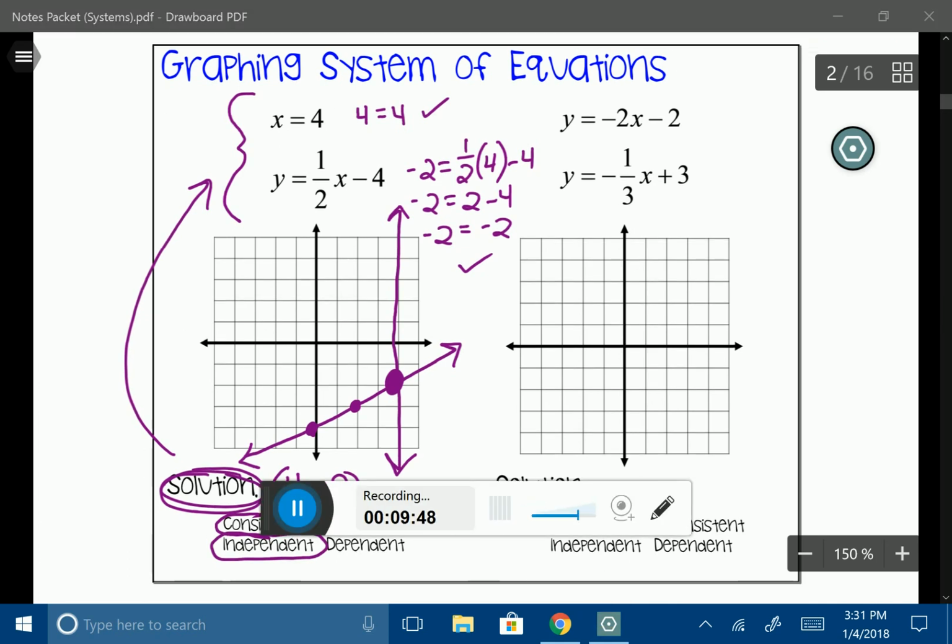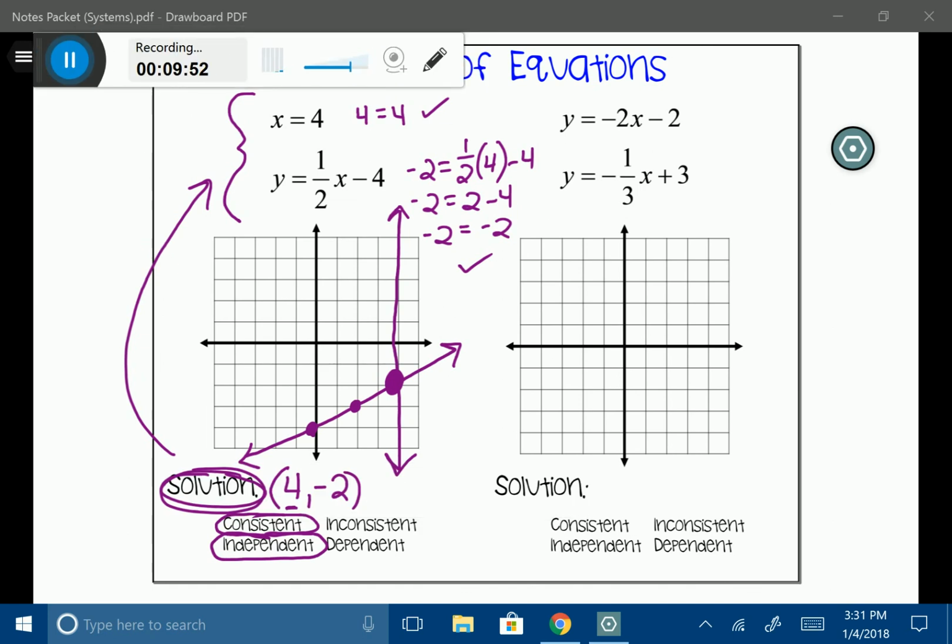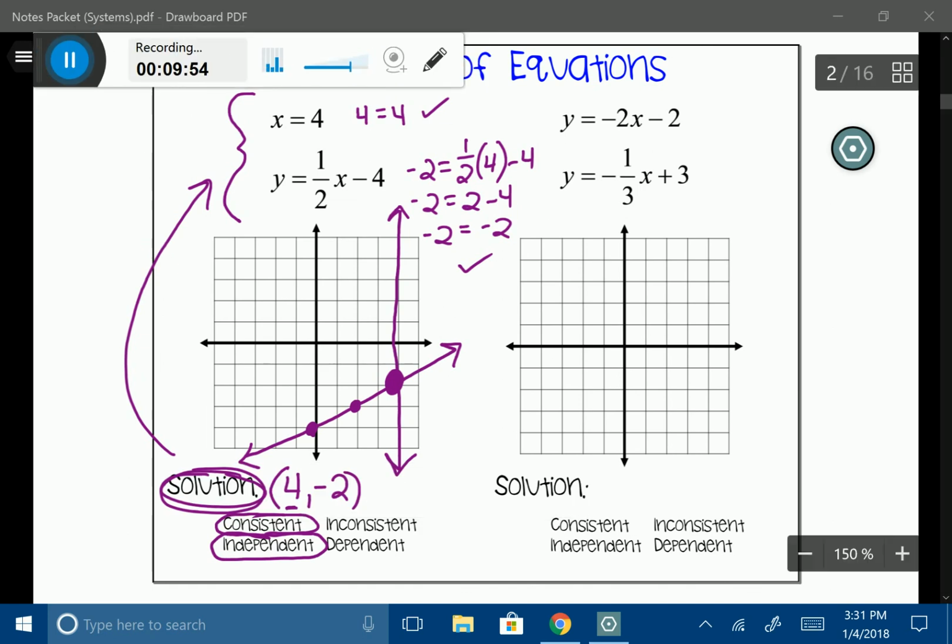Okay, let's try another system of equations. You'll notice that my new system here has both equations in slope-intercept form, which is great. So I'm going to start with my top one and go ahead and graph that. I have my y-intercept of -2, and then I have a slope of -2.